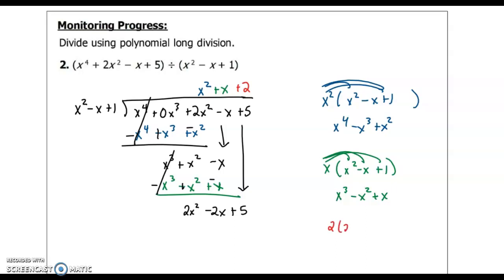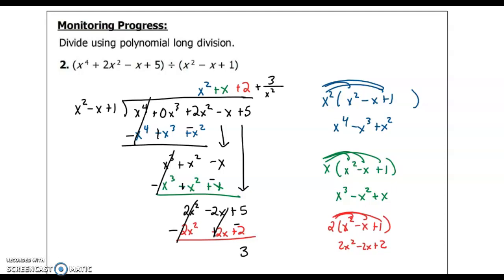And once again, if you need to write it out, please feel free to. If you're like, hey, I got this in my head, go for it. All right, so I'm going to get 2x squared minus 2x plus 2. And then I'm going to subtract that entire row, changing all the signs. So I'm going to get 5 minus 2, which is 3. So my remainder is 3. So I put 3 over x squared minus x plus 1. And that is my solution right here. This entire thing is the solution to this problem.